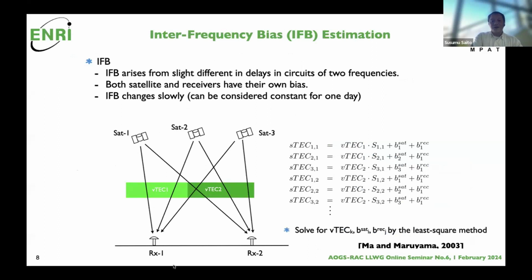The interfrequency bias is mostly constant, or it changes with a very long time constant. So we can assume that these are constant, and by combining many measurements by many satellites and receivers, we can estimate these biases by using the least squares method.